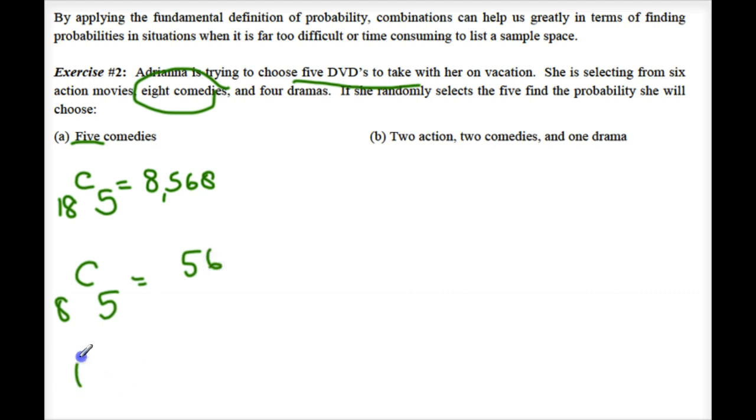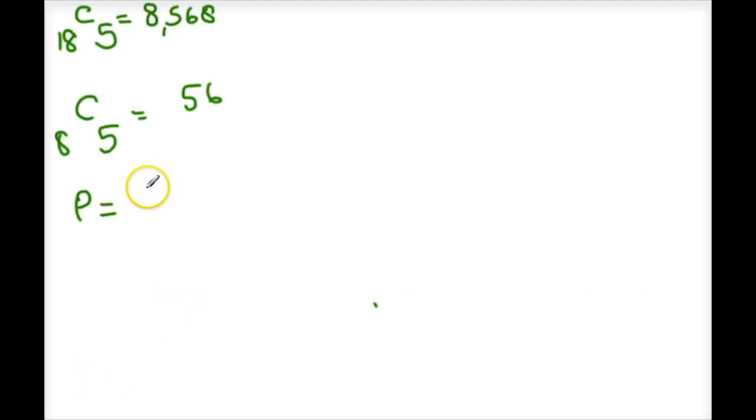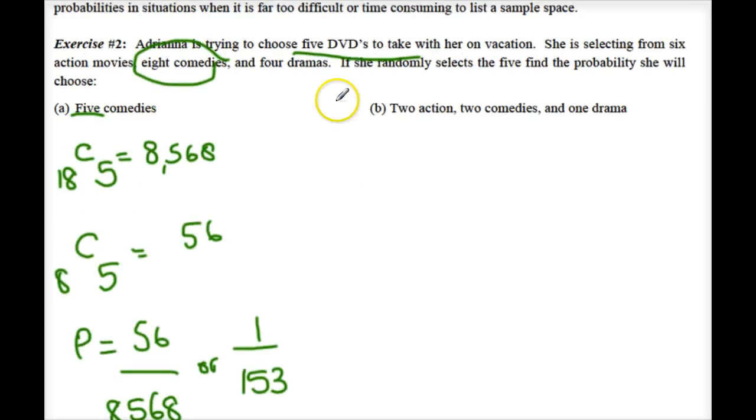So the probability is the possible outcome, which is 56, over your total outcome, which is 8,568. Or if you want to simplify this, it doesn't matter, 1 over 153. Okay? Now, let's just separate that off.